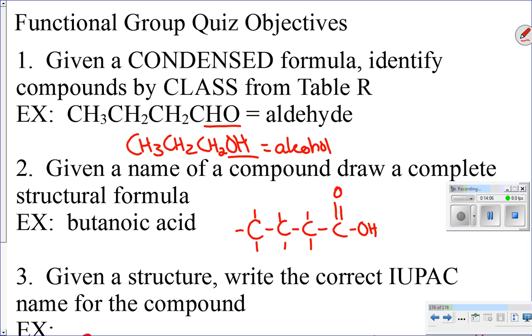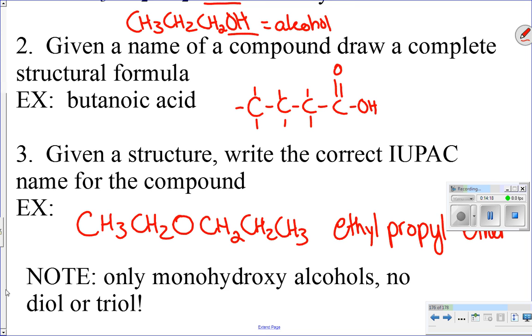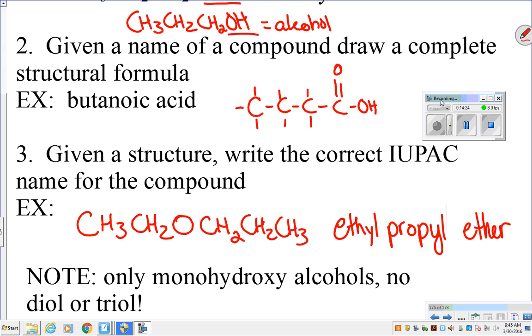Number 2, given a name of a compound, draw a complete structural formula. So if you're given butanoic acid, be able to draw your formula showing all your appropriate bonds. You don't need to write condensed formulas. Given a structure, write the correct IUPAC name. IUPAC naming is all we do. So name it the way we did it based on reference table R.